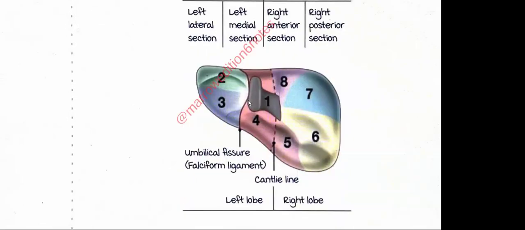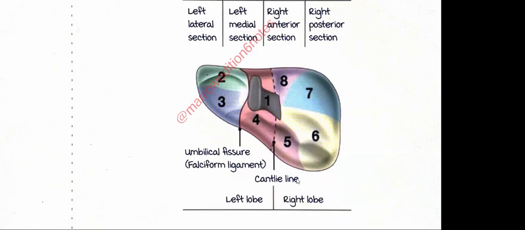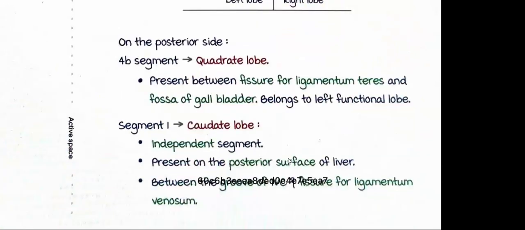This is the umbilical fissure and this is Cantlie's line which divides the liver into right and left lobes. So on the posterior side, 4B segment is the quadrate lobe, present between the fissure for ligamentum teres and the fossa of gallbladder, which belongs to the left functional lobe.